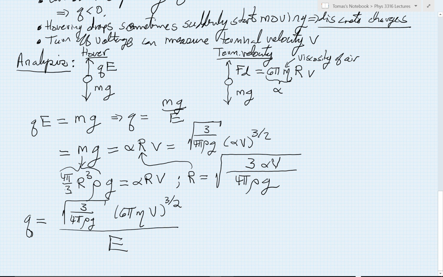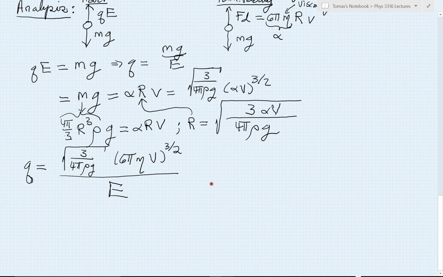So beautiful, right? I've got the charge on each drop in terms of everything I know. There's numerical constants, density of oil I know, gravity I know, viscosity of air I know or can be measured, electric field we can determine from our voltage, and the velocity that we see the thing falling with. Perfect. So that gives me my determination of the charge.